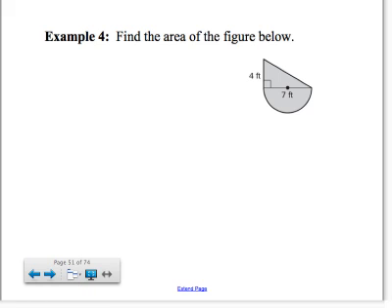Find the area of the figure below. So now this is a composite figure. What I mean by that is you'll notice you have two shapes here. You have a right triangle, which makes up this region, and then you have a sector, which makes up that region. You'll notice the sector is a semicircle. It's half of a circle.